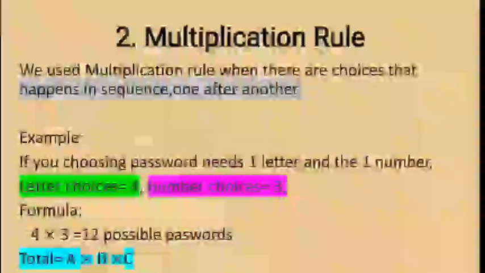The second rule that we use is the multiplication rule. We use the multiplication rule when there are choices that happen in sequence, one after another. Example, if you are choosing a password that needs one letter and one number, the letter choices are 4 and the number choices are 3. So the formula is 4 times 3, which is equal to 12 possible passwords. So the total is A times B times C.